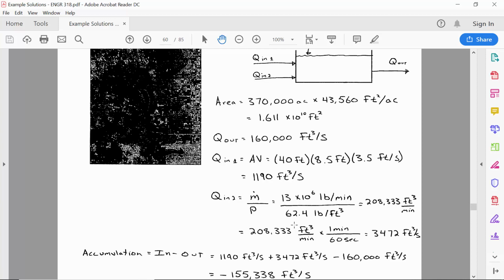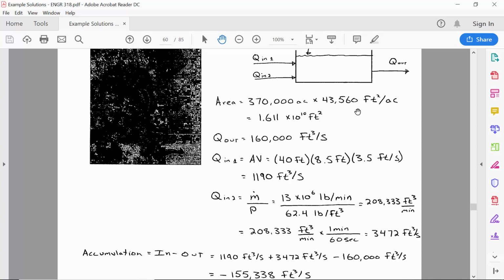So there's a little bit of water coming in at these two spots, but they're dwarfed by this enormous flow out through the reservoir's discharge structures at 160,000 CFS. So the main question is, though, then how long is it going to take to drain?